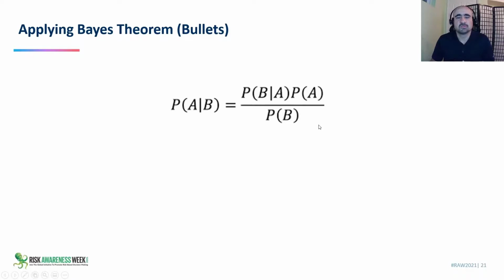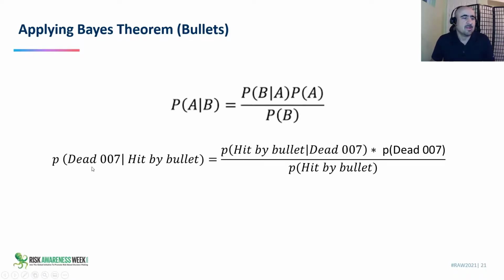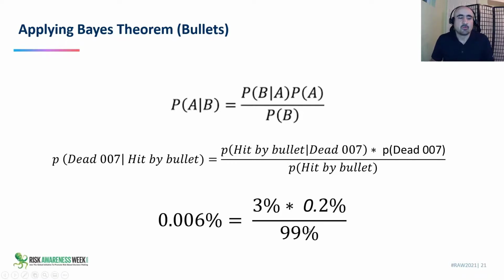So for bullets for James Bond, the numbers are slightly different. The probability that we have a dead James Bond if he's hit by a bullet is equal to the probability he's hit by a bullet given there's a dead James Bond, times the probability that we have a dead James Bond, divided by the probability that he's hit by a bullet. So in this line of work, let's say you're 99% sure that he's going to get hit by a bullet at some point. We don't have a lot of faith that this will be the way James Bond will go because it's too boring, I guess, for a filmmaker.